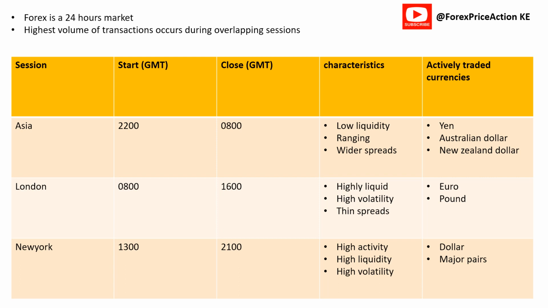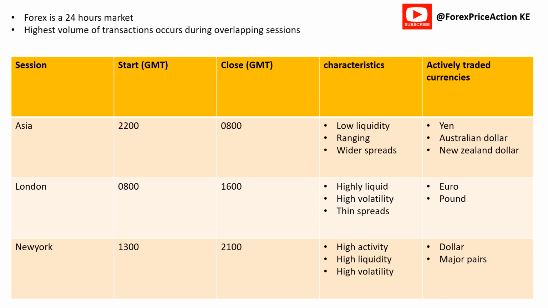So what are the characteristics of these sessions? The Asian session is characterized by low liquidity. The markets are usually ranging, and the spreads are wide during this time. And even if you look at the candle bodies during the Asian session, they're usually small. The range of the candle bodies is usually very small. And the actively traded currencies during this session are the yen, the Australian dollar, and the New Zealand dollar.